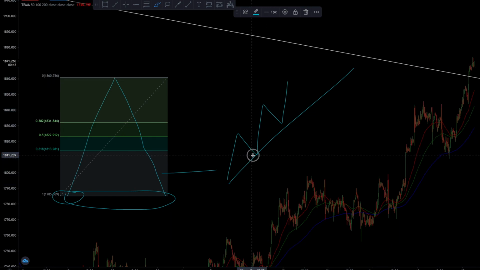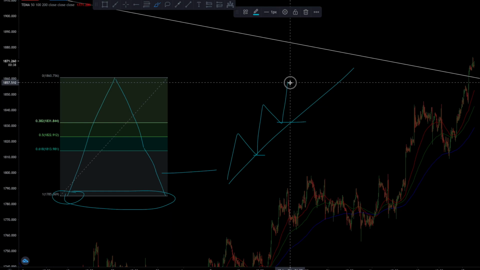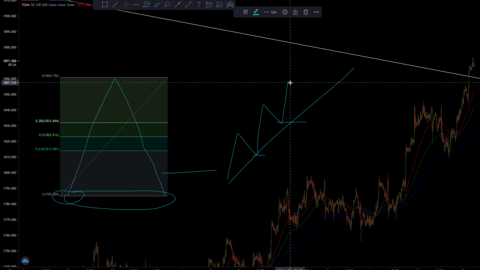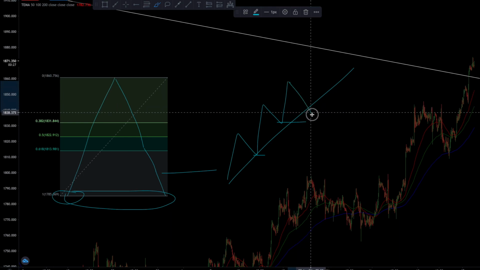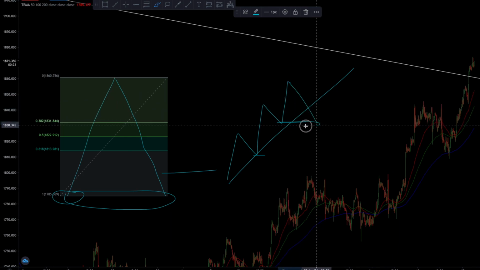So this will be the pullback, then again a pullback. Now this time the price should give a pullback which is higher than this one. But when there is a deeper pullback, we see that this pullback or the retracement goes to the initial level from which the first move began, which will be this level.